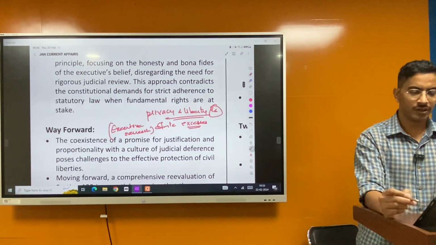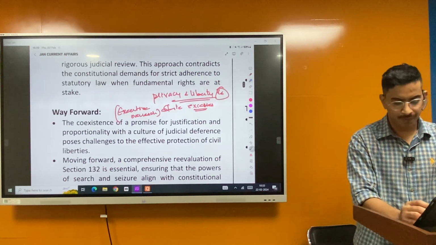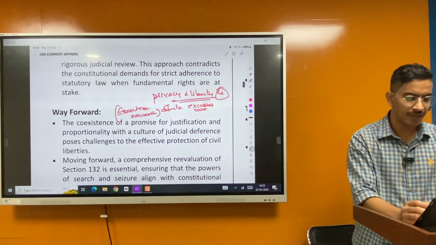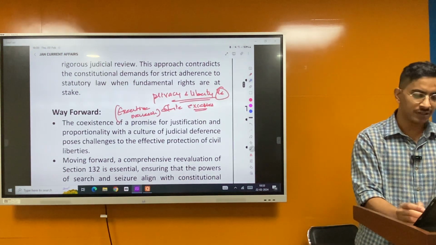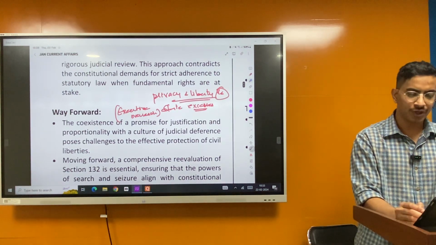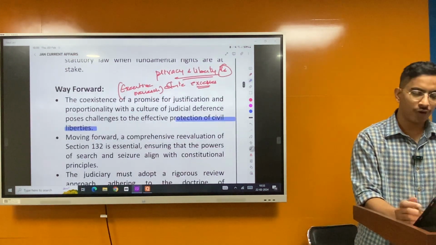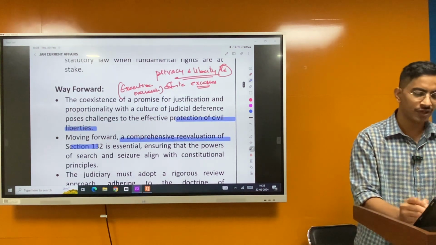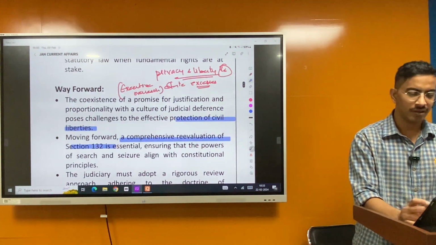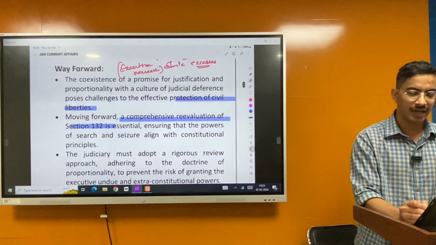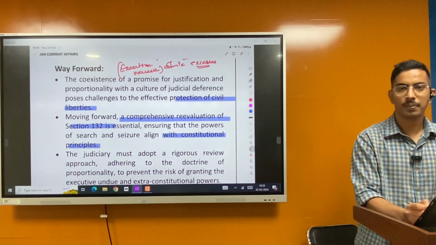So what is the way forward then? The coexistence of a promise for justification and proportionality with a culture of judicial deference poses a challenge to the effective protection of civil liberties. Moving forward, a comprehensive reevaluation of Section 132 is essential, right? Ensuring that the power of search and seizure aligns with constitutional principles.